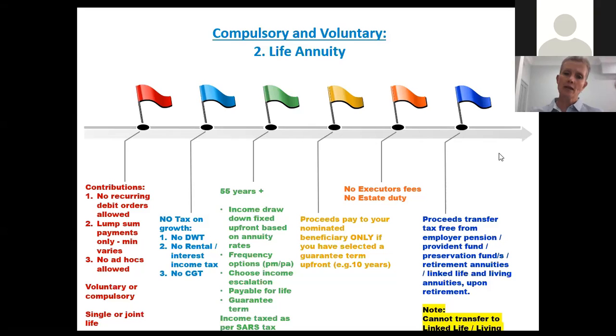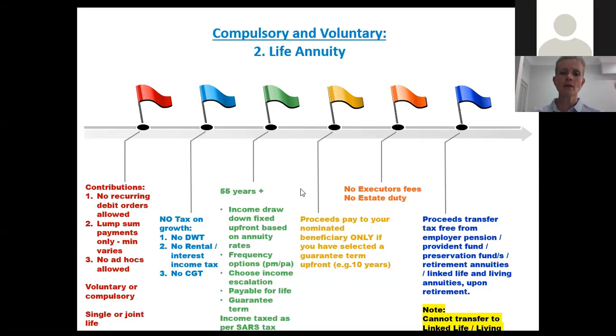The income that you're earning is taxed as per the SARS tax tables again, as the previous product. Proceeds will pay to your nominated beneficiary only if you have selected a guarantee term upfront. And again, you can't add in a guarantee at a later stage. Every single one of the T's and C's of this product has to be done upfront.